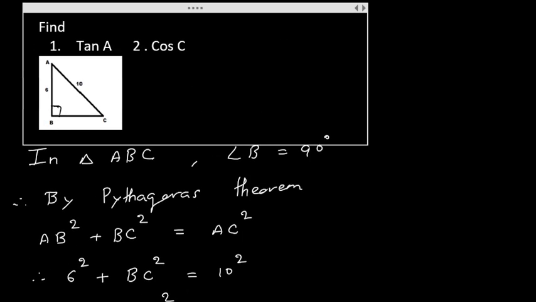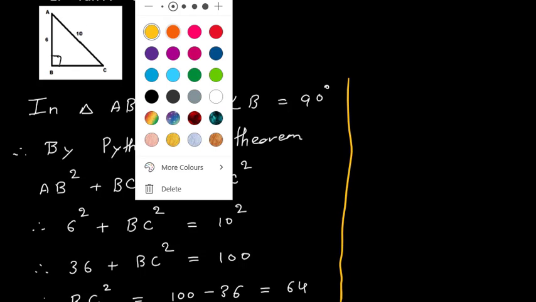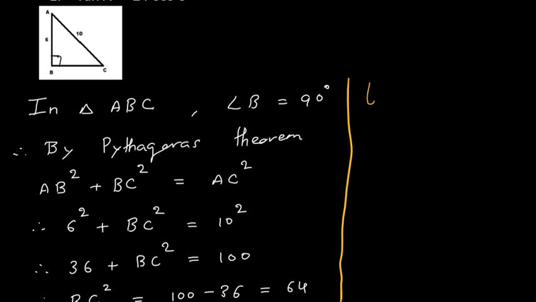Now tan A is opposite side upon adjacent side. So here let us find the value of tan A. The value of tan A is: the opposite of angle A is BC, upon the adjacent side, which is AB.